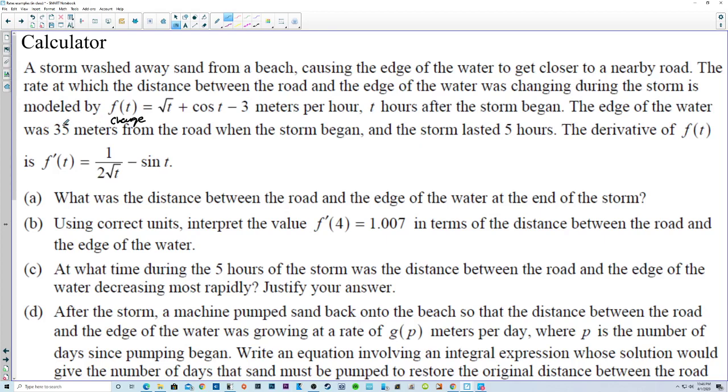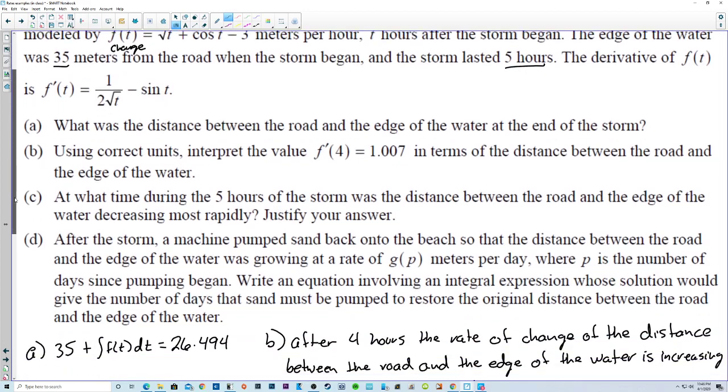The edge of the water was 35 meters from the road, so there's your initial value, when the storm began, and the storm lasted 5 hours. So we'll keep that in mind. Storm lasted 5 hours. The derivative of f, they just flat out give this to you so that you can plug it in the calculator.